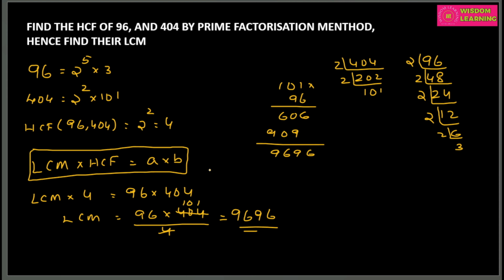Clear? This is the way of finding the LCM using the data. So don't forget, this is the most important relation: LCM into HCF is equal to the product of the two numbers. Clear? Today this video is winding up.